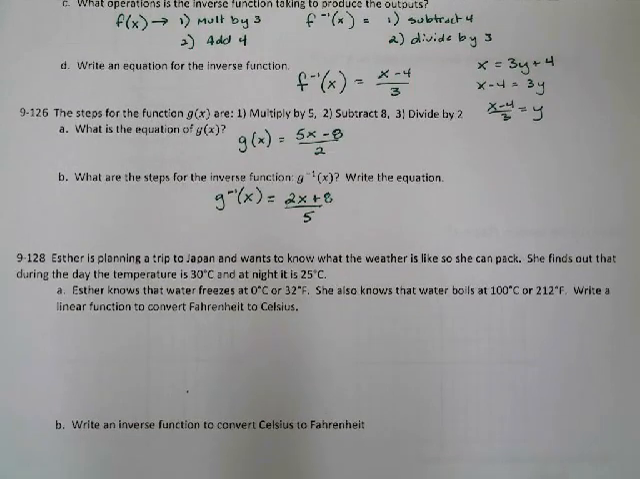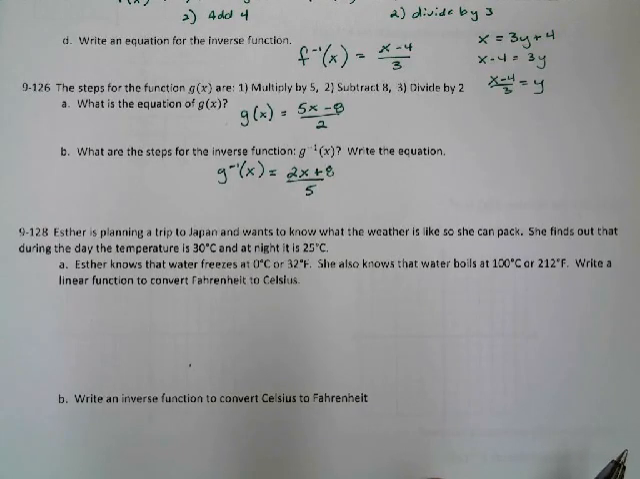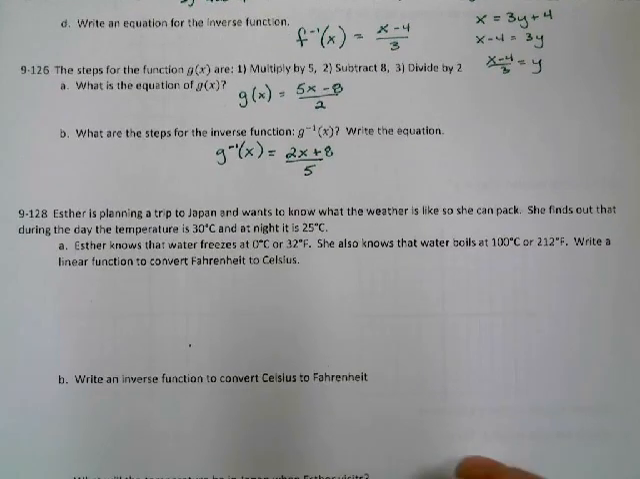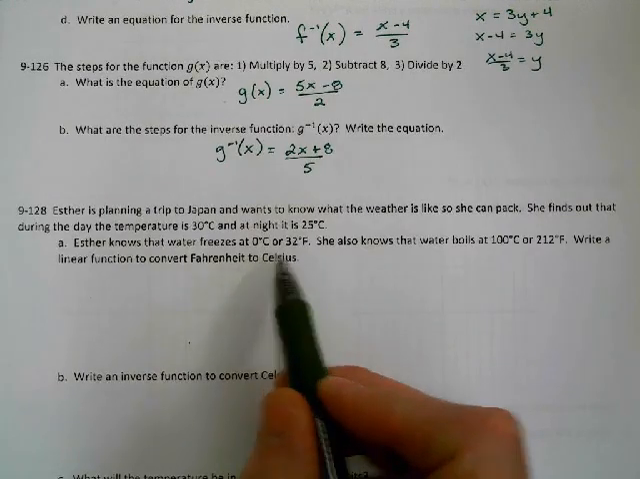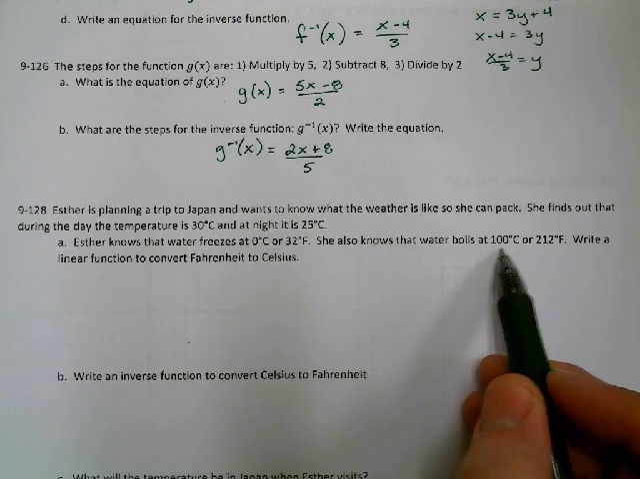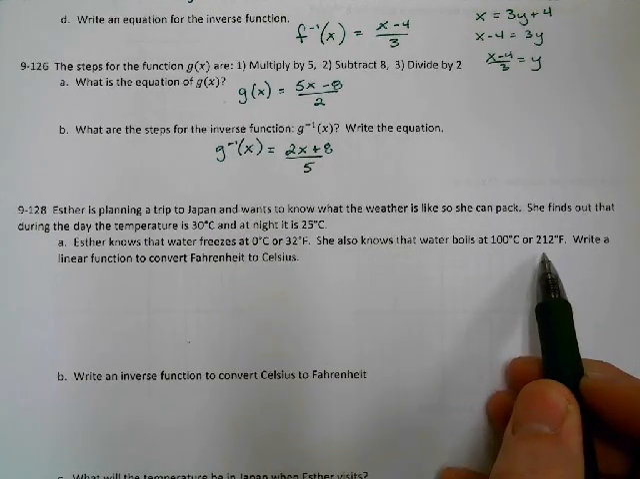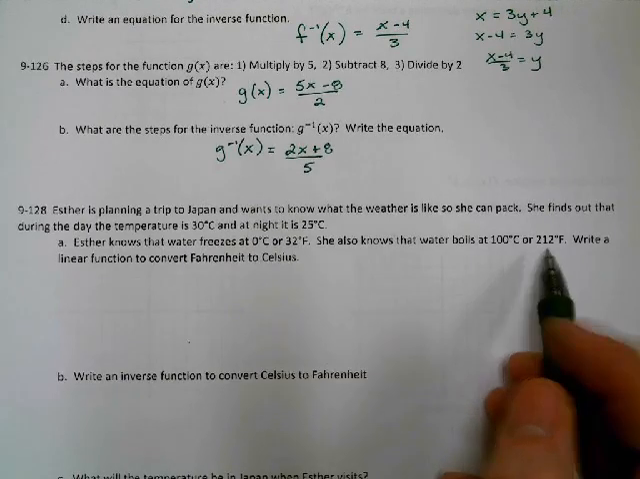All right, Esther is planning a trip to Japan and wants to know what the weather is like so she can pack. She finds out that during the day, the temperature is 30 degrees centigrade, and at night it's 25 degrees centigrade. But Esther's from the US, she doesn't use centigrade, she uses Fahrenheit instead. But Esther does know that water freezes at 0 degrees centigrade or 32 degrees Fahrenheit. She also knows that water boils at 100 degrees centigrade or 212 degrees Fahrenheit. So we want to write a linear function to convert Fahrenheit to Celsius.